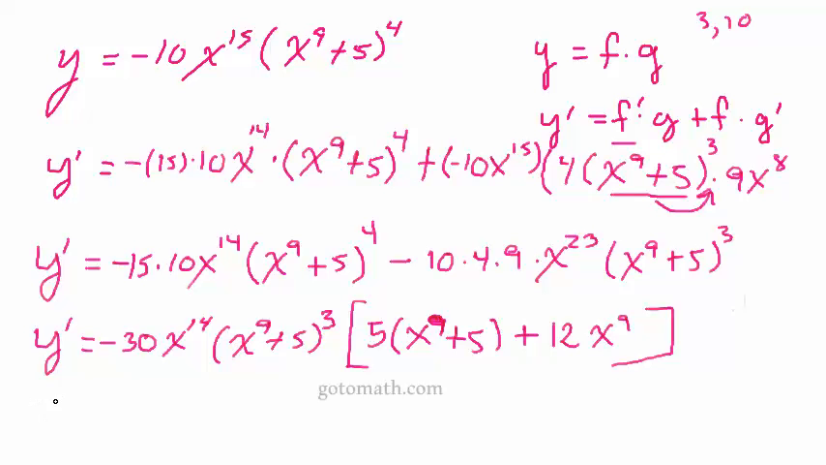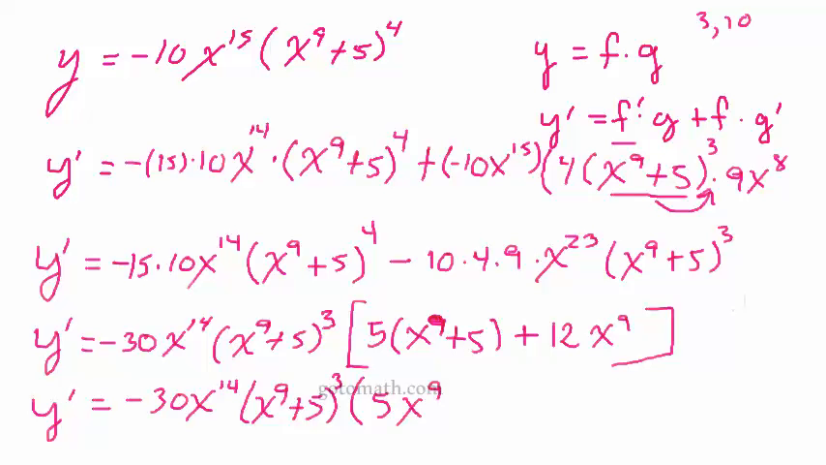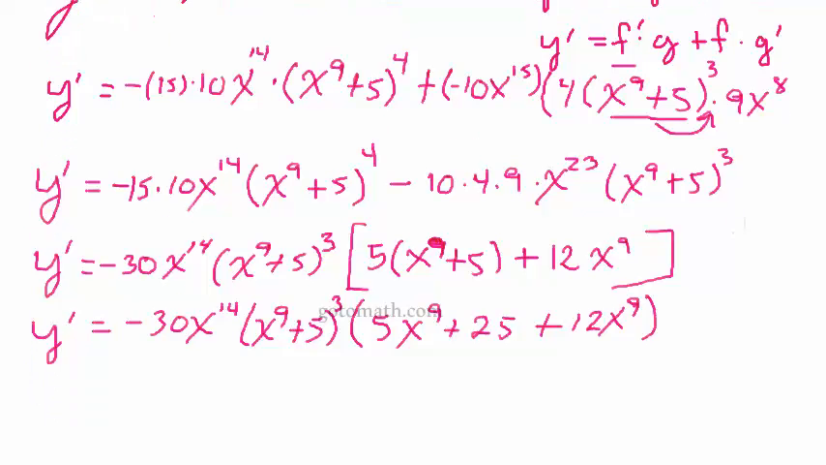Alright, I hope you're following all this. We have y prime is equal to, let's just rewrite, negative 30x to the 14th, times x to the ninth plus 5 to the 3rd. Distributing this 5 across, we have 5x to the ninth plus 25, plus 12x to the ninth power. And how did we get that again? Oh yeah, we pulled that. Okay, yeah. I hope that's all right.